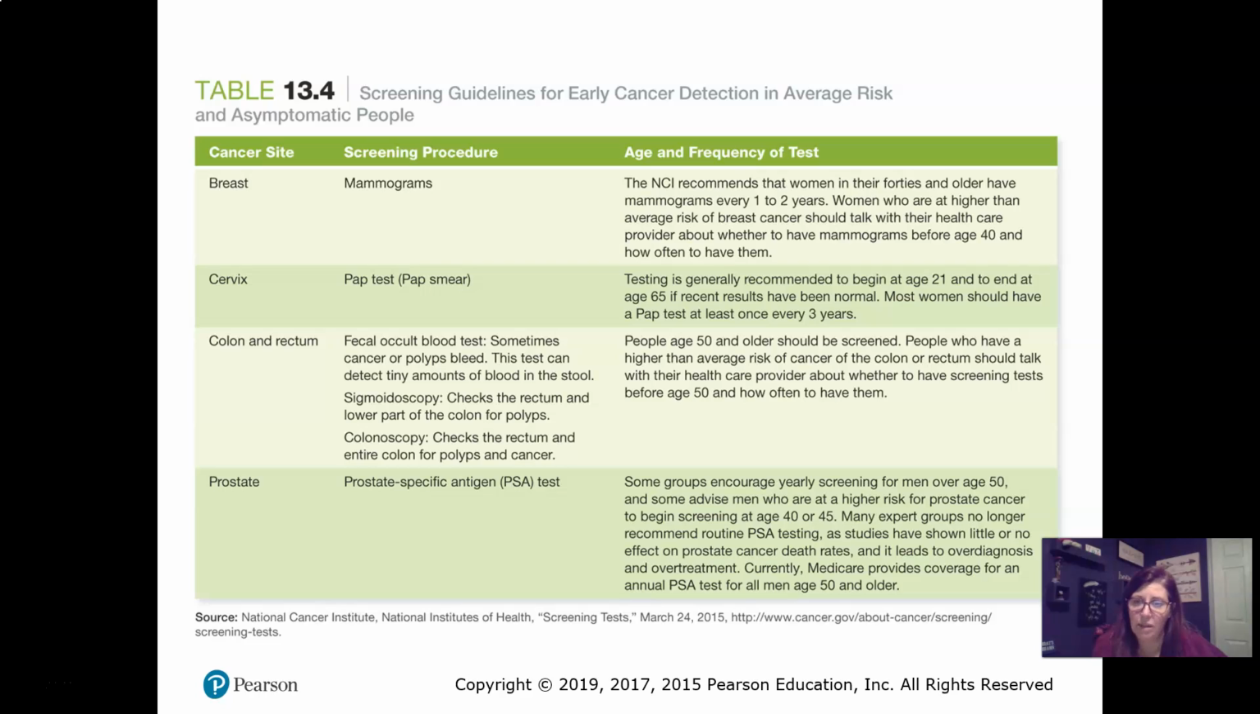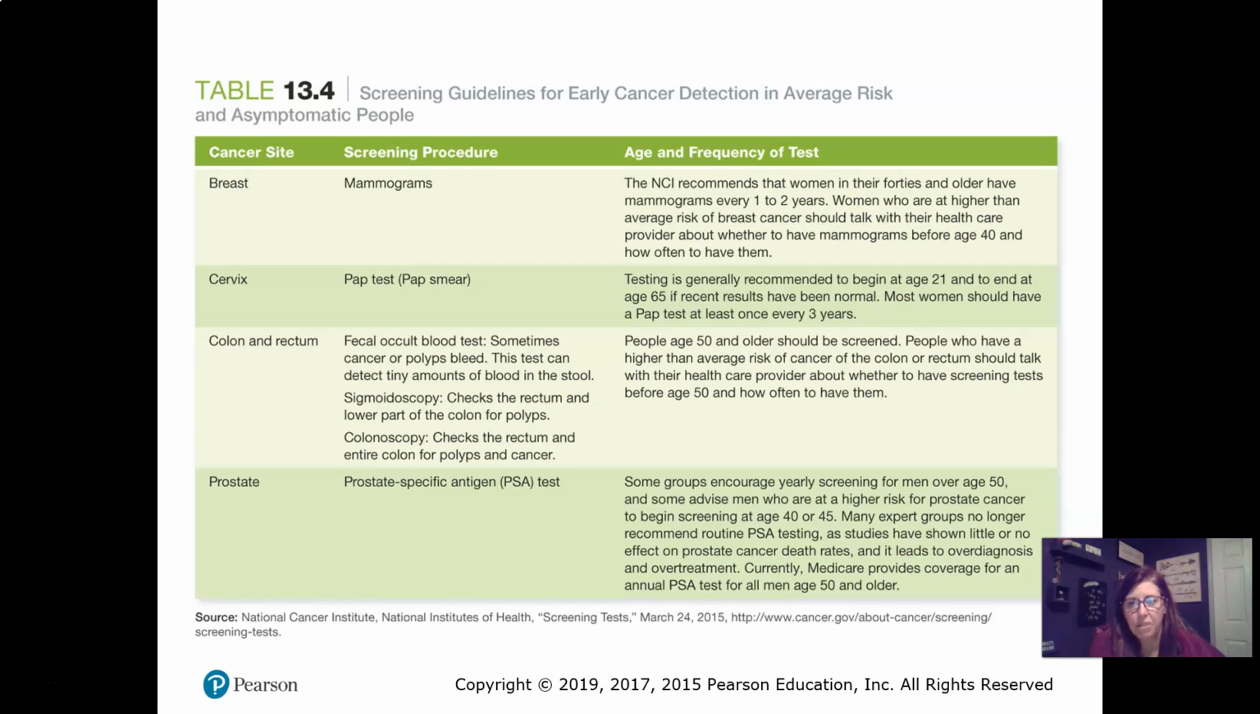There's colon and rectum. So that is a fecal blood test. And so sometimes cancer or polyps bleed. So people age 50 and older should be screened for that. People with a higher than average risk should talk with their healthcare provider about having that screening before the age of 50.